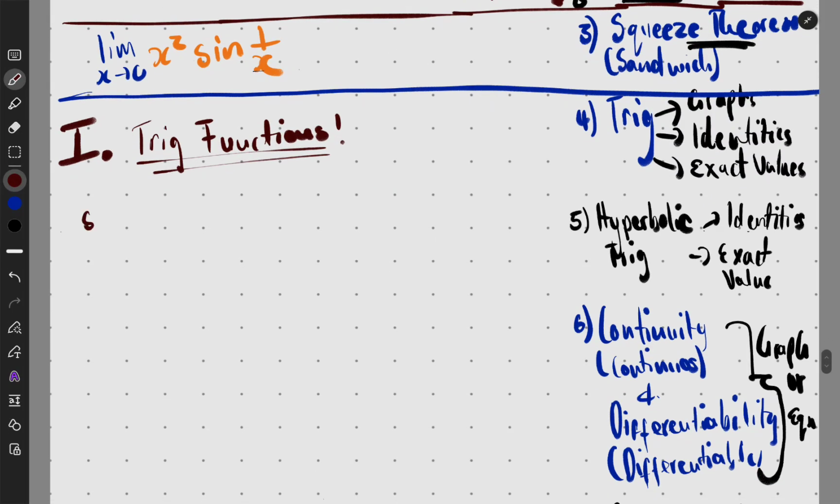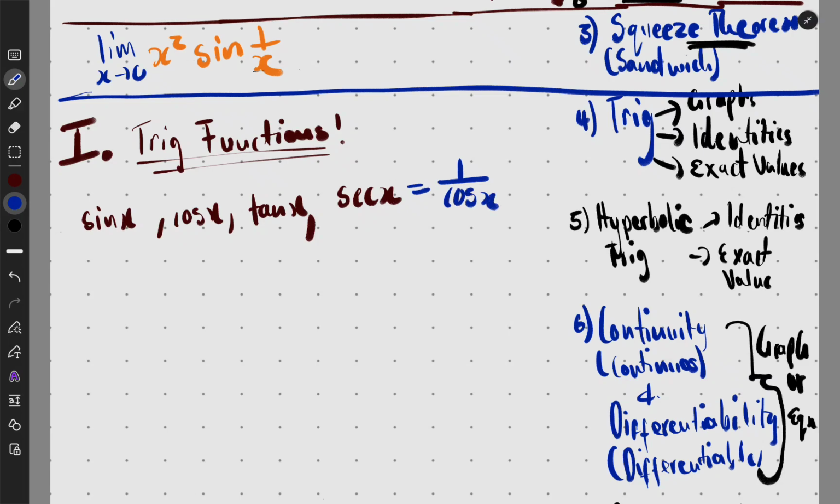We know that there is sine x, we know that there is cos x, and we know that there is tan x. But then you should know the other ones. For example, you need to know sec x. And sec x is just 1 over cos x. You think sec is going to be 1 over sine, but it's actually 1 over cos, okay?